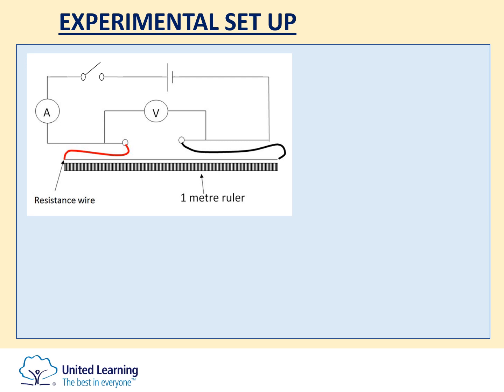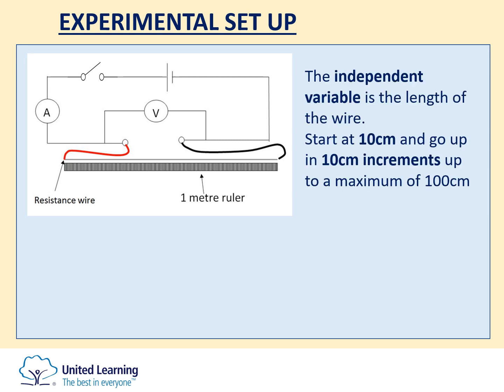So we have our circuit set up like that. The independent variable in this experiment is thus the length of the wire. So starting at a 10 centimeter length and going up in 10 centimeter increments up to a maximum of 100 centimeters will give you a sufficient range of readings.